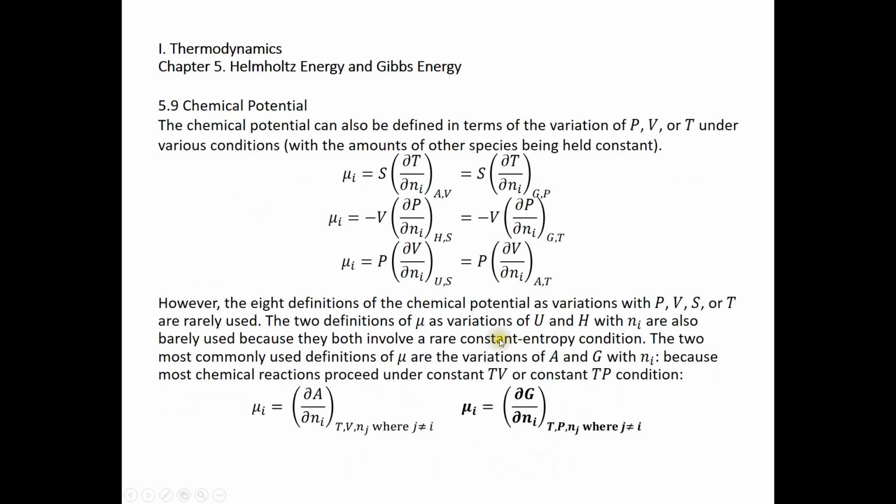I'm going to show you how to express mu in terms of ∂T over ∂n, ∂P over ∂n, or ∂V over ∂n. However, those are trivial. Again, we want to focus on these two equations. Under a constant T, V condition, let's use A. On a constant T, P condition, let's use ∂G over ∂n_i.